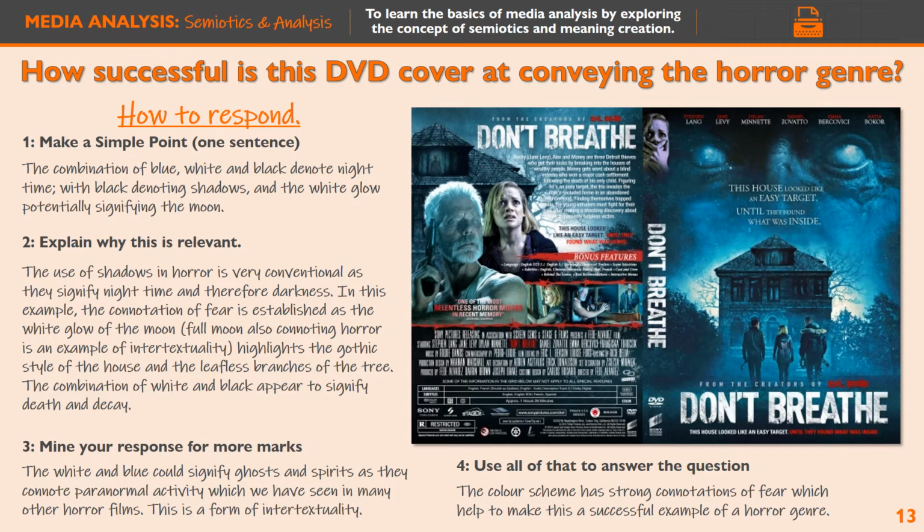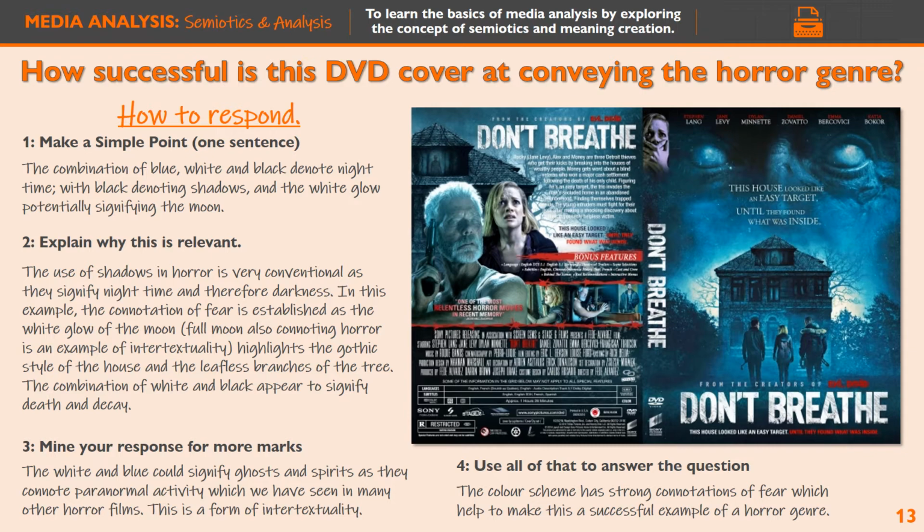So here you can see we've got the combination of blue, white and black denote nighttime, with black denoting shadows and the white glow potentially signifying the moon. So that's a simple argument. Now, in terms of media studies, let's say GCSE, that would be getting you somewhere around a 2 or a 3 level, which is relatively low in terms of analysis. You'd need to make a lot of points like that to get your level raised.